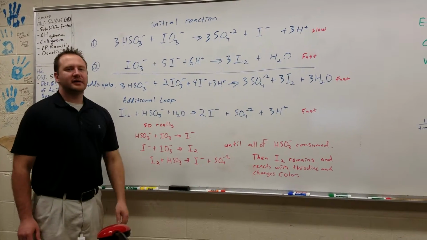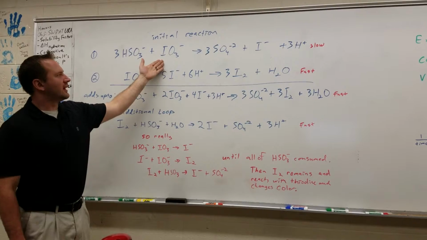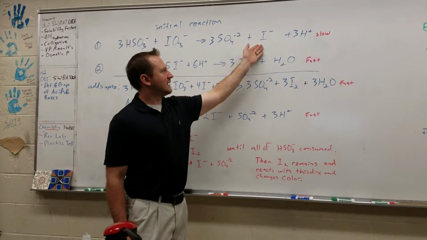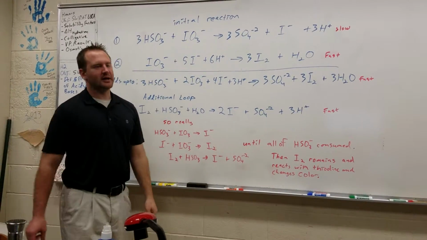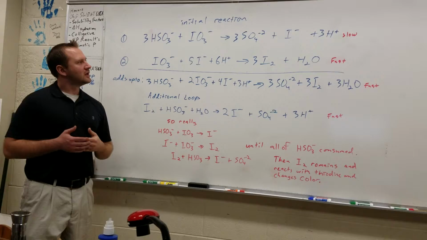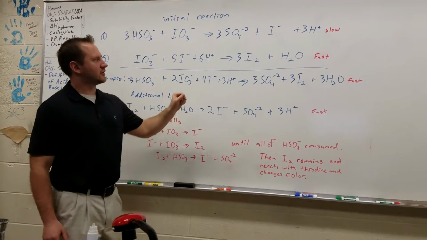Today we're going to do the iodine clock reaction, which consists of reacting the bisulfite ion with iodate, and it's going to produce sulfate ions, iodide ions, and some hydrogen ions. This is the slow reaction. This is going to be the rate determining step. However, what happens is you're going to end up with somewhat of a loop, and you'll see what I mean when I get through this.